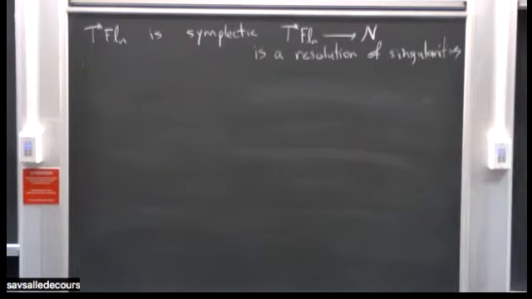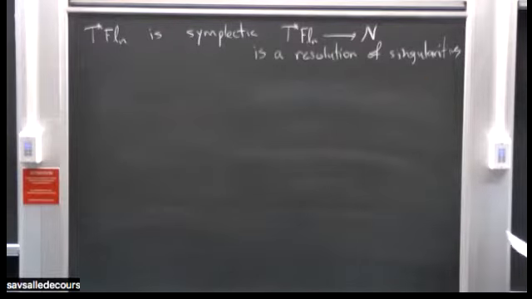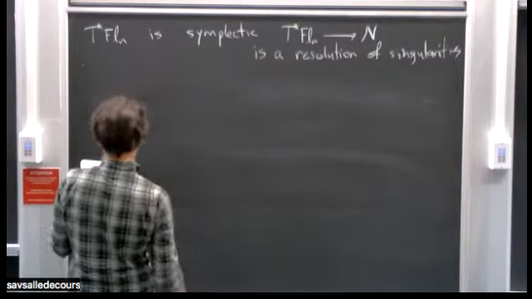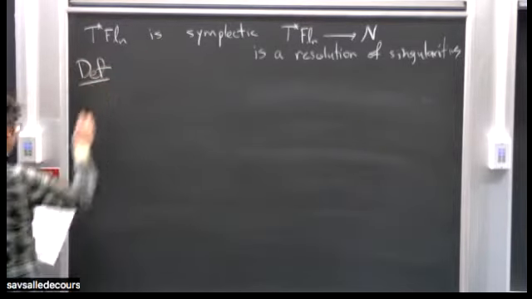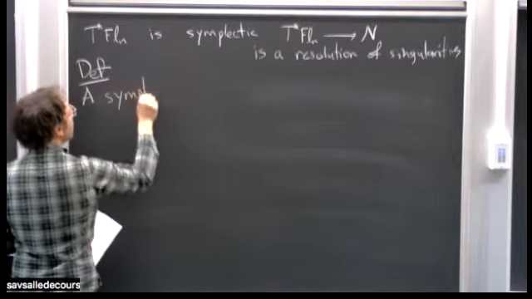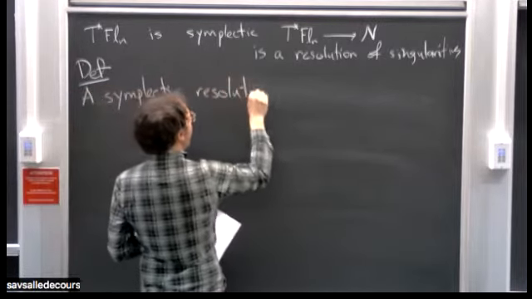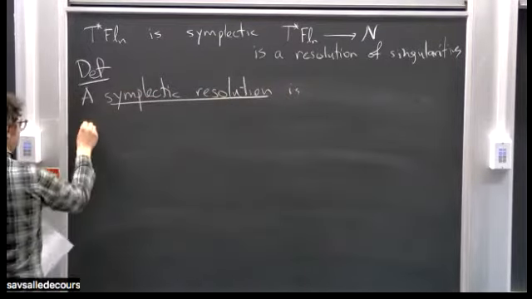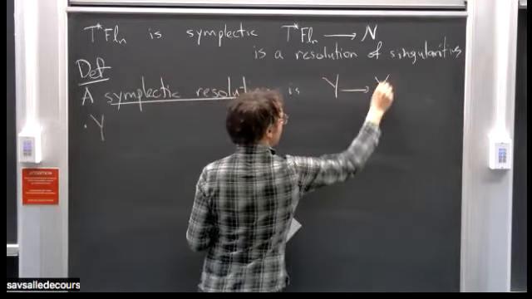Okay, the map from the cotangent bundle of the flag variety to the nilpotent cone is a resolution of singularities. So this is the sort of thing that we're going to generalize. Our definition of a symplectic resolution is the following. We have two spaces, Y and X, and a map between them.